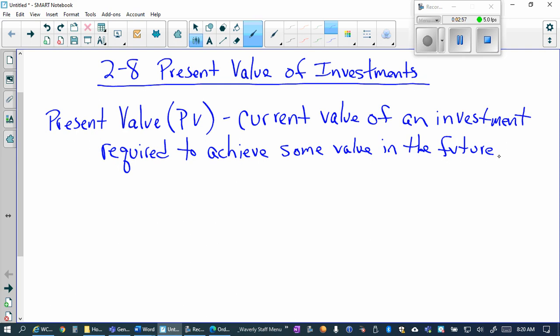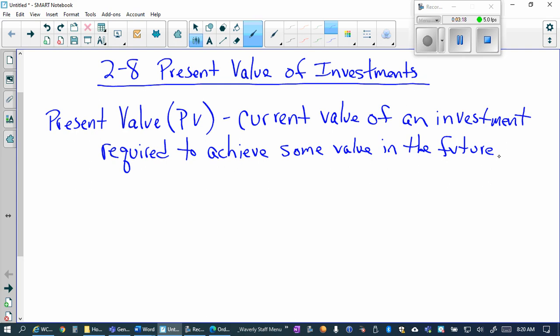If you want to retire with $1 million in 30 years, there's some present value you could put in the bank at a certain interest rate, and it should grow. So we can do it with a single deposit or multiple. We'll talk about single deposits first. It's kind of goofy how they set this up.